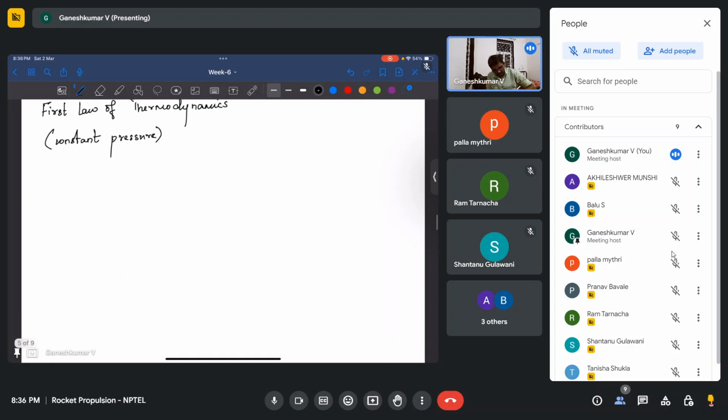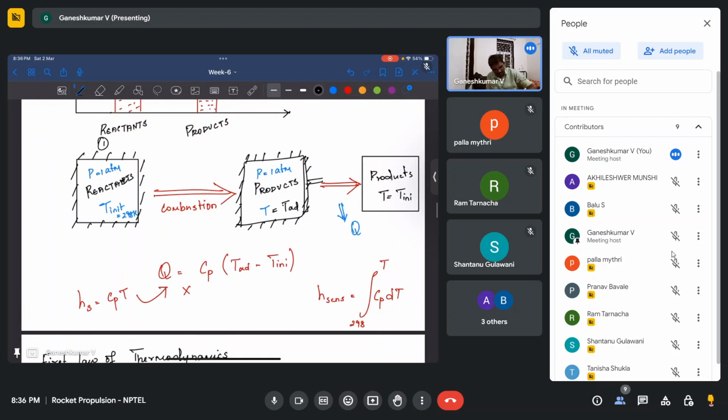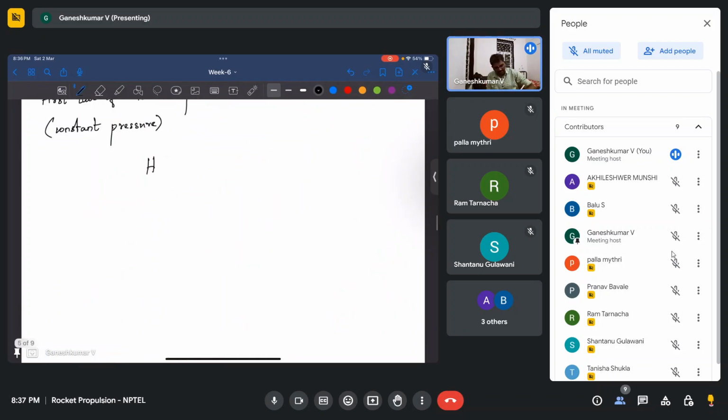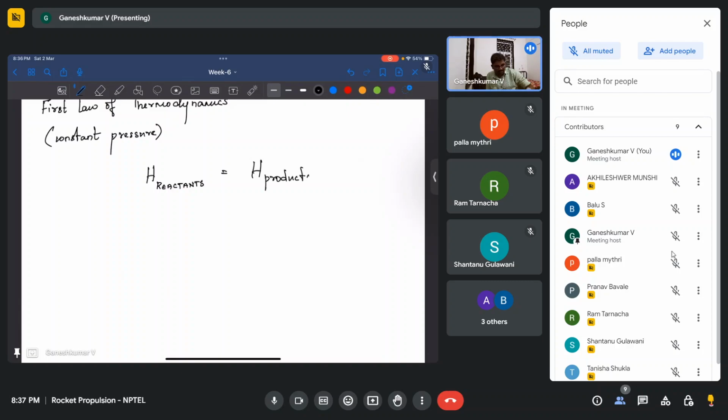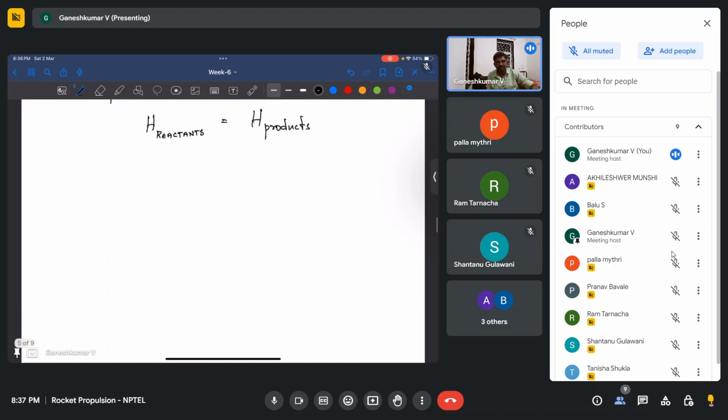So what do you have at state 1? This is state 1 and this is state 2. State 1 will have some enthalpy, which is the enthalpy of reactants, and state 2 will have enthalpy, which is the enthalpy of products. The first law of thermodynamics says that the enthalpy of reactants is equal to the enthalpy of products, and this is sufficient for you to find the adiabatic flame temperature. The only thing is you should know the enthalpy of reactants and the enthalpy of products.